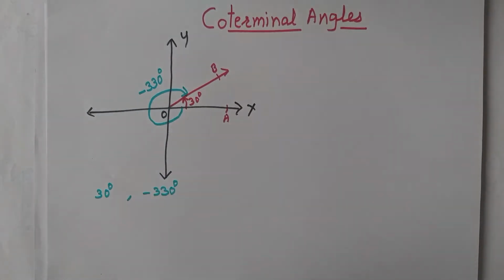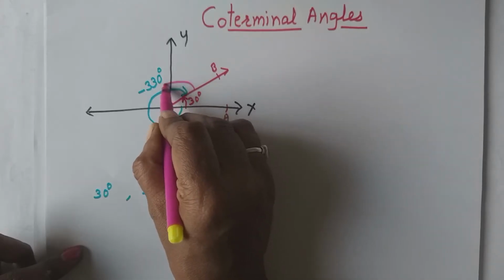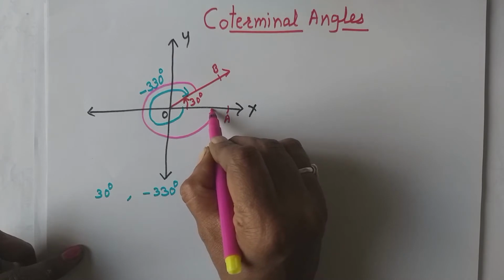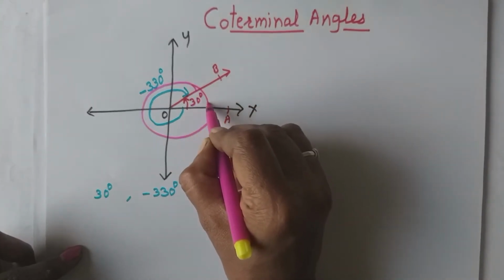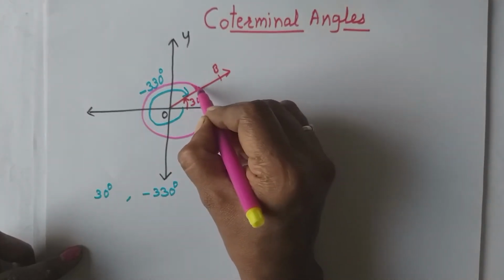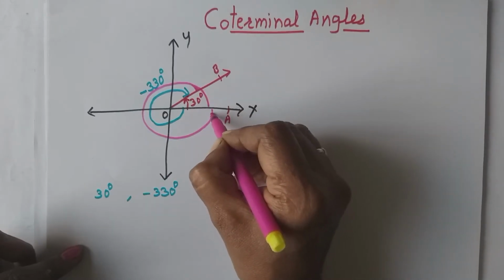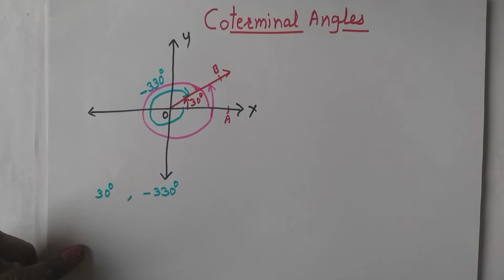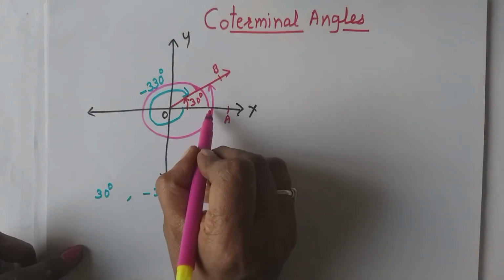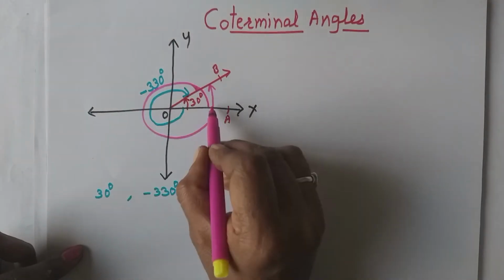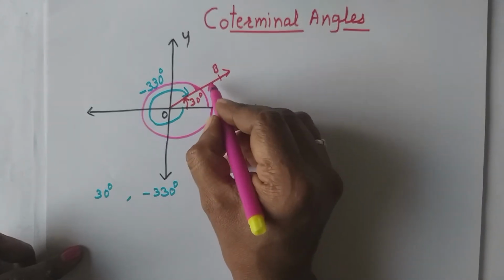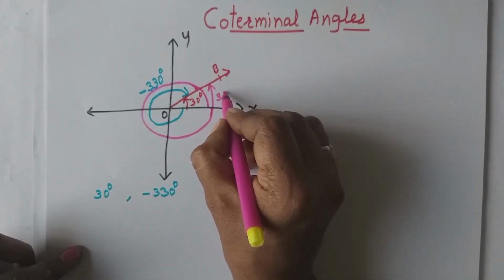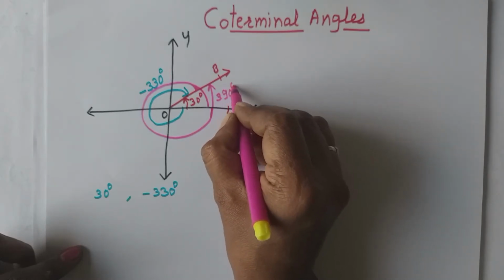Okay, then consider the next angle. Consider this angle. See, what is the measure of this angle? It starts rotating from OA. After one complete rotation, a further 30 degrees, that is 360 plus 30, that is 390 degrees.